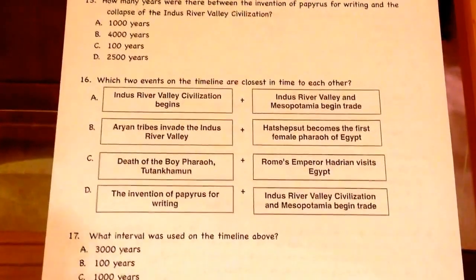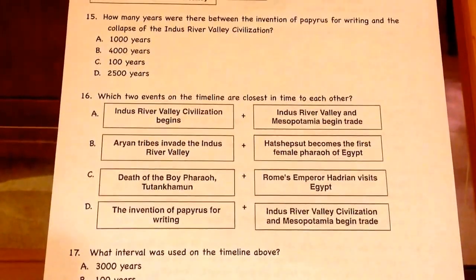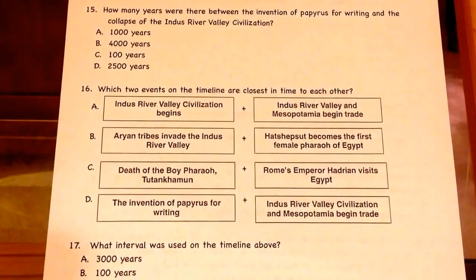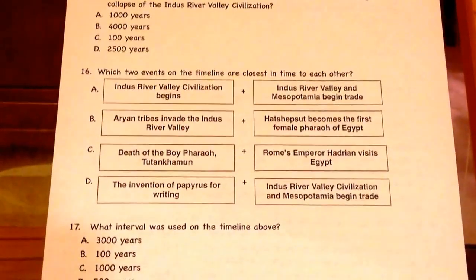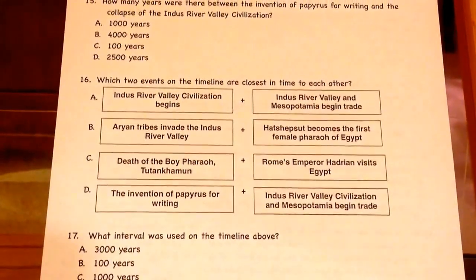All right, boys and girls, I got cut off there in the middle of question 16, so I'm going to start question 16 over. 16, which two events on the timeline are closest in time to each other?